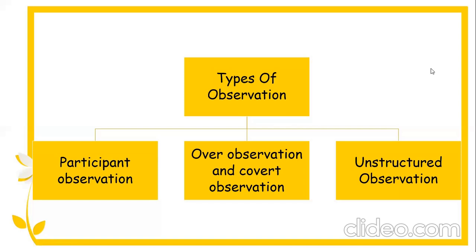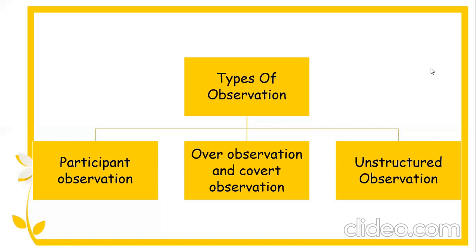Okay, for the next, unstructured observation, this is an observation that is not prepared systematically about what will be observed. So here, the researchers do not prepare the observation, because researchers do not know exactly what will be observed.